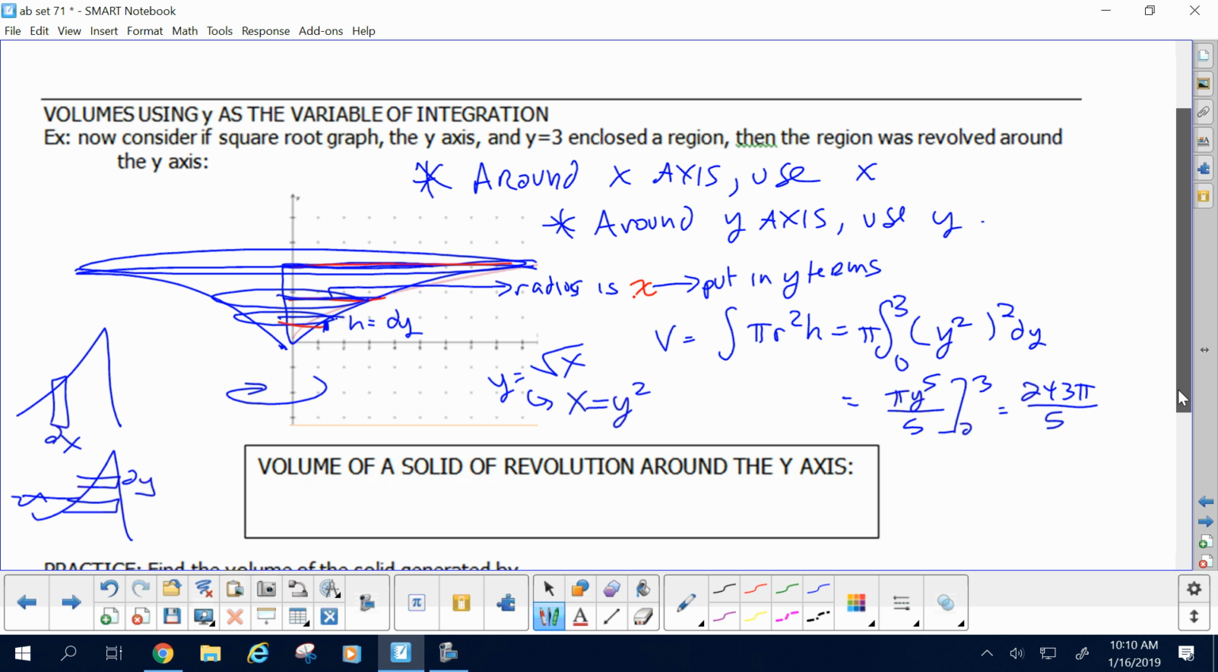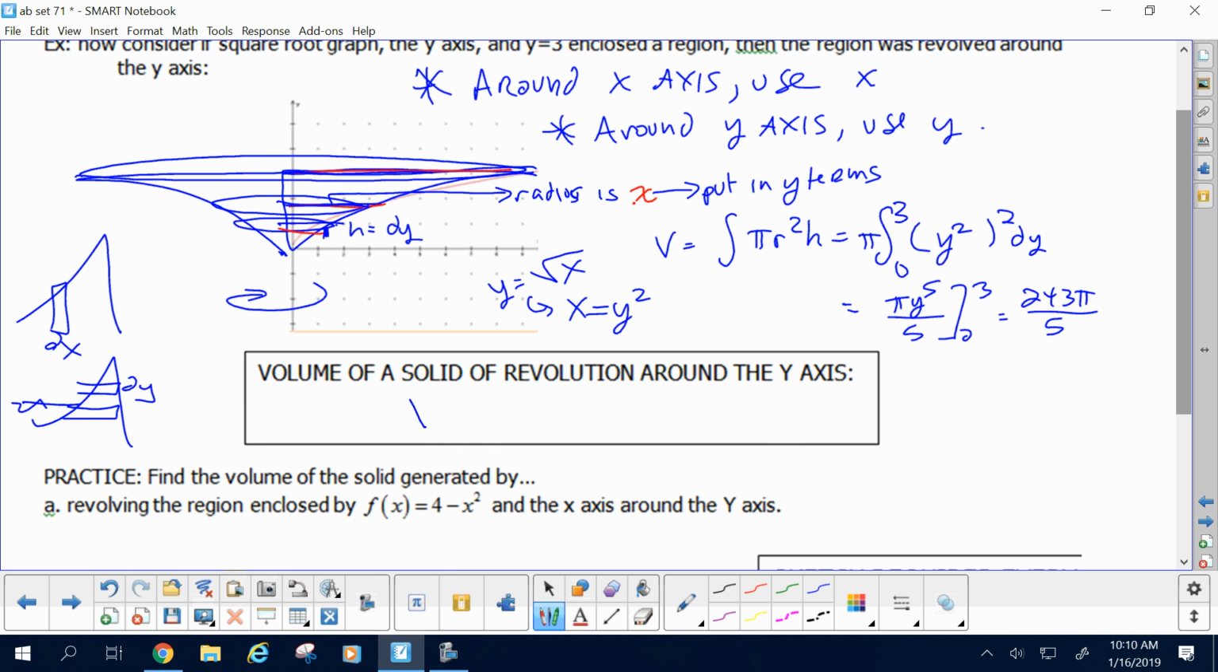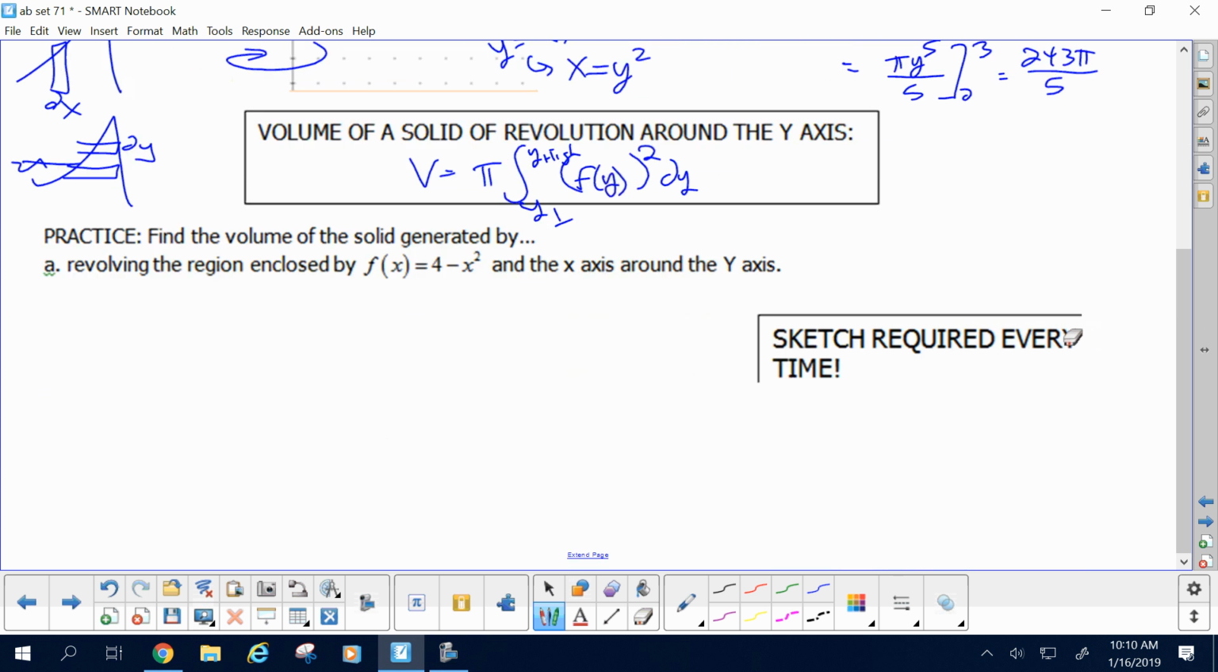Now, if you get a volume of revolution around the y-axis, then the volume is pi r squared h, but the h is dy. And instead of being a function of x, the radius will be a function of y, or the function in y terms. And these will be y values, y low to y high. All right? Try that next one on your own or with your math amigo.